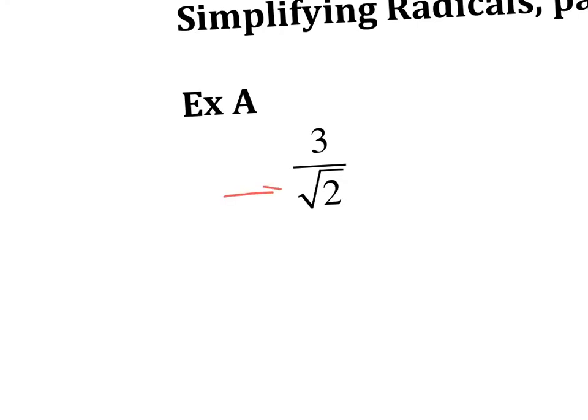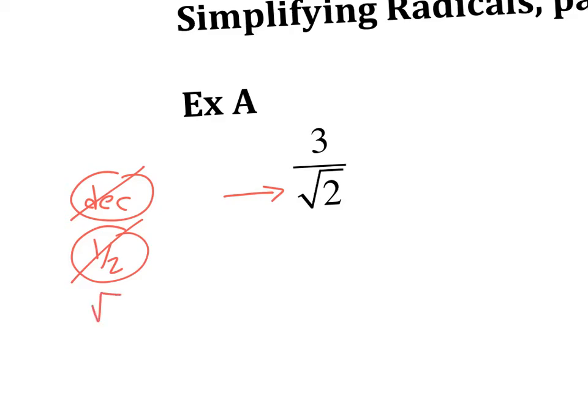One thing, whenever we have a fraction, is we have to say no to decimals. We have to say no to fractions inside a fraction, generally. And we have to say no to radicals in the denominator. So no radicals in the denominator. Our goal when we're simplifying these is that we have to get the radical out from the denominator.